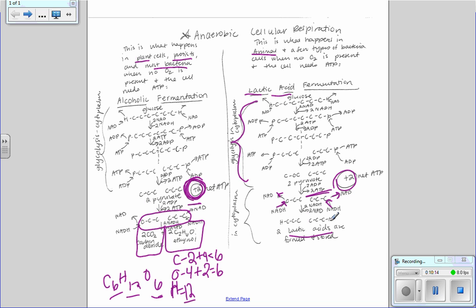Okay, so again, if aerobic cellular respiration is not occurring, if there's no oxygen available, then this is what happens in animal cells, and this is what happens in plant cells if that occurs.